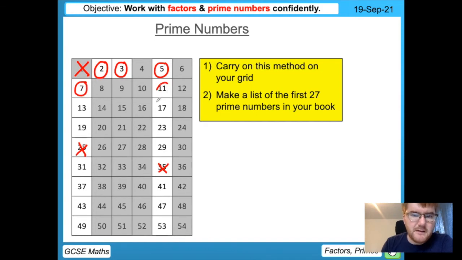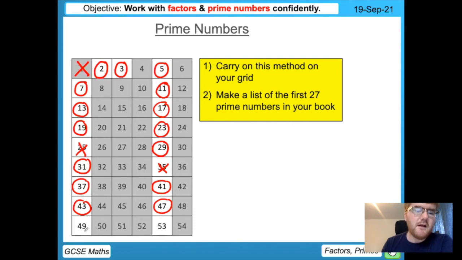So 7 is prime, 11 is prime, 13 is prime, 17 is prime, 19 is prime, 23 is prime, 29 is prime, 31 is prime, be a little bit careful, 37 is prime, 41 is prime, 43 is prime, 47 is prime, 49 is not prime because of 7 times 7, so hopefully you did not fall for that trap, and 53 is also prime. These are really useful numbers just to know off by heart, so when we do some more complicated things, then we have those to hand.